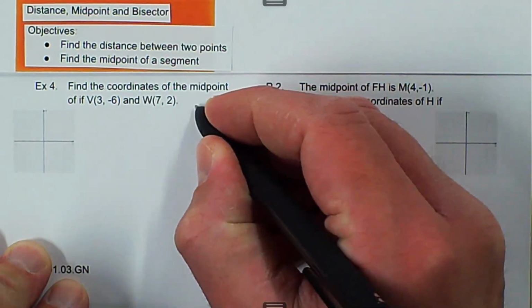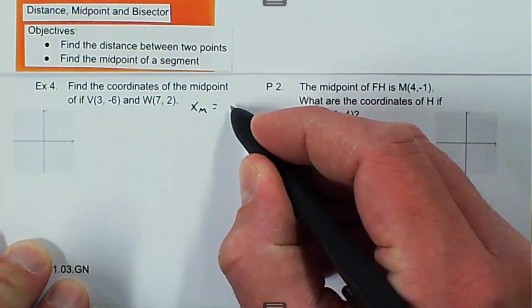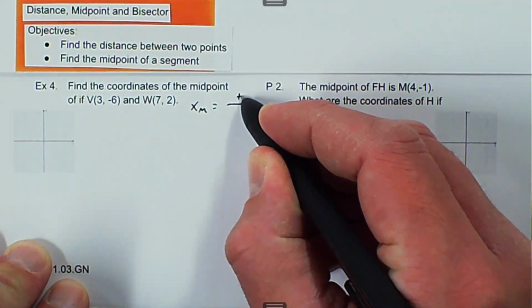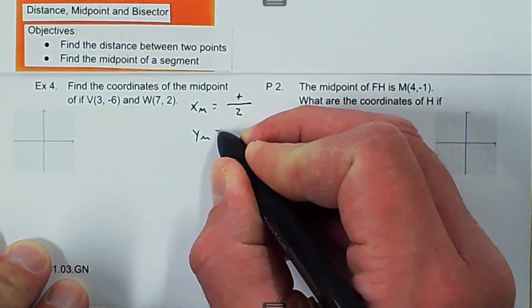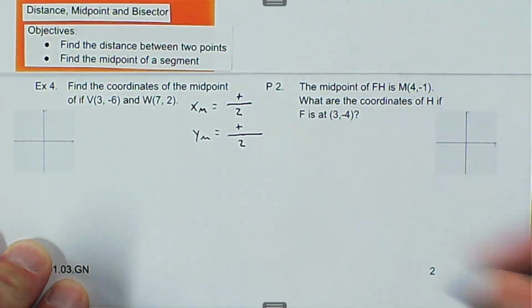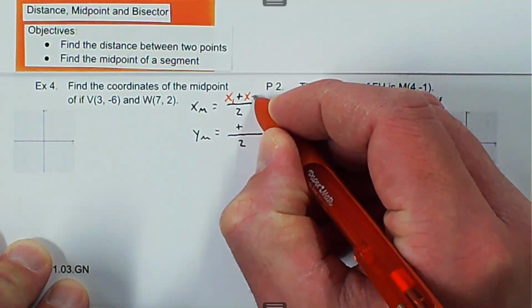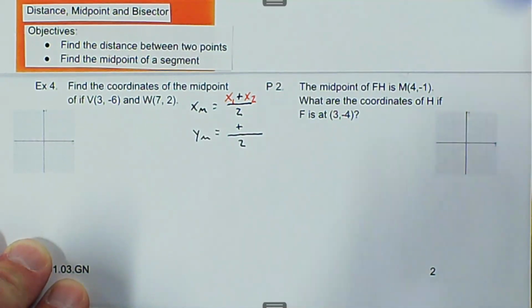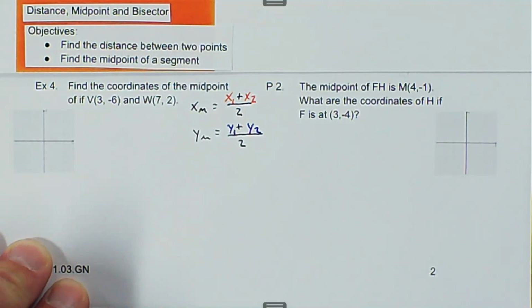So the midpoint formula, we want to find the x midpoint, and the things that don't change, I'm going to write those down. And we want to find the y midpoint, and the things that don't change, I'm going to write those down. So we're going to have two endpoints, x sub 1 and x sub 2, and y sub 1 and y sub 2. And all we're doing is we're finding the average of those points.